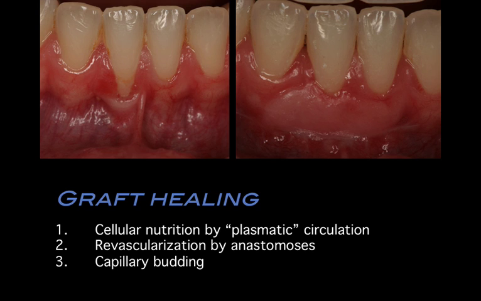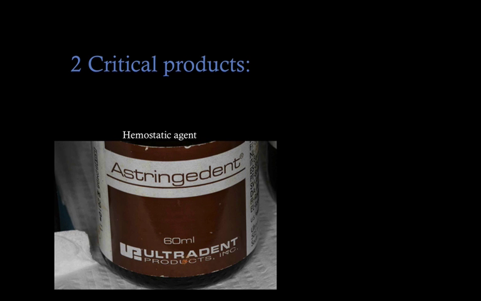And I can tell you again, this graft works extremely well. It's a very predictable type of procedure. Now, to do this properly, you'll need to use two critical products. One of them being a hemostatic agent for the palate, an astringent, for example. And the palate is going to be the source of patient discomfort and bleeding and problems throughout the healing period. That's part of this procedure.